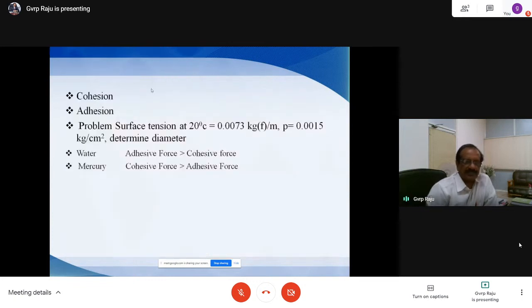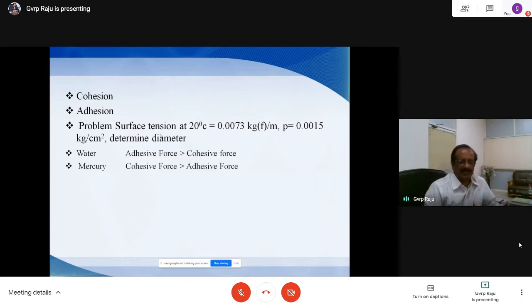So this is the problem on surface tension. This is for water. The surface tension is given at 20 degrees centigrade as 0.0073 kg force per meter, and the pressure inside is 0.0015 kg per centimeter square. Determine the diameter. So it is very simple.